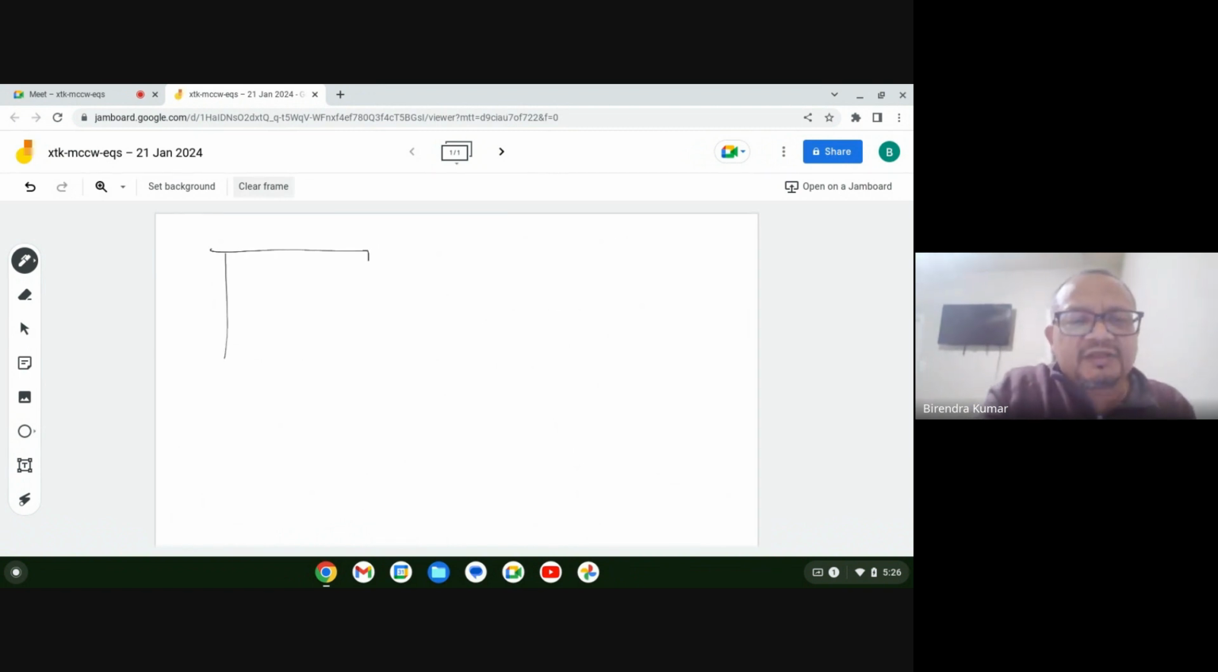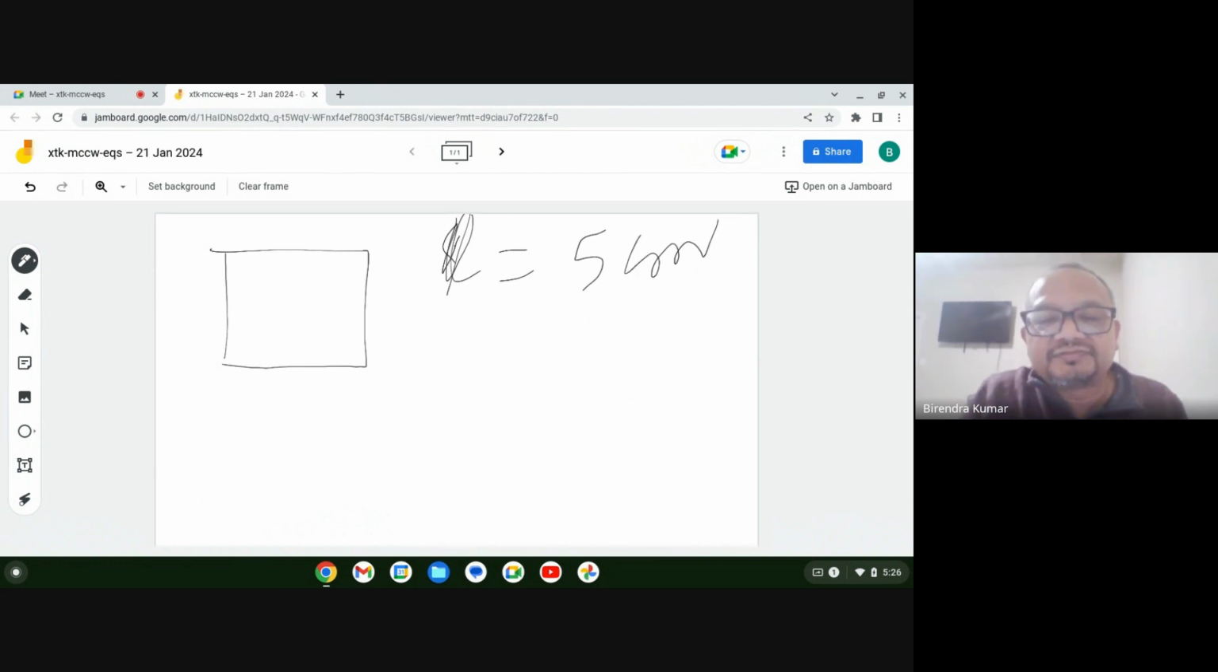Same thing will happen with square also. You can get a question saying, the length of one side of the square is 5 centimeter. Find out the area. They will not give you the width because width and length are the same for a square, right? That's what we know from the property.